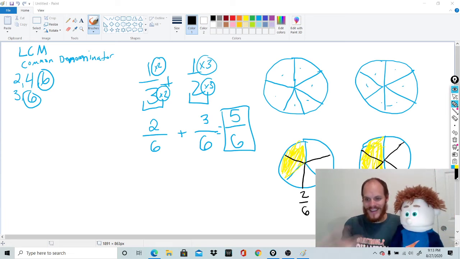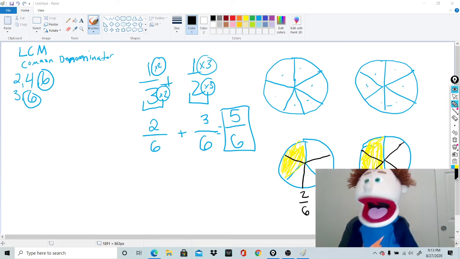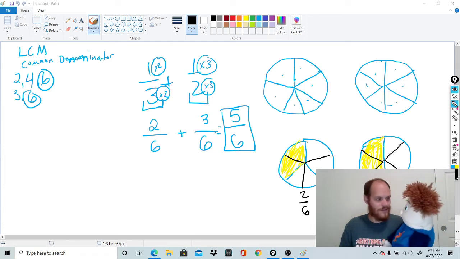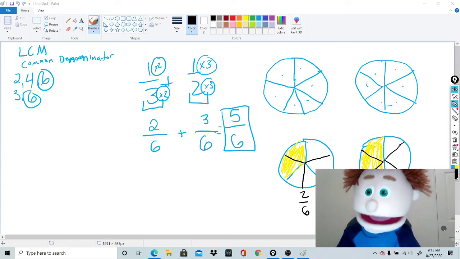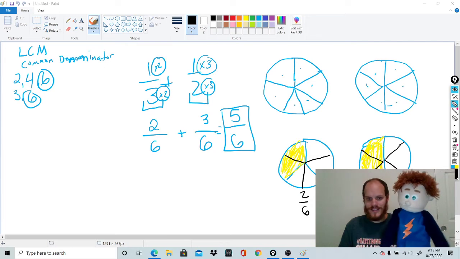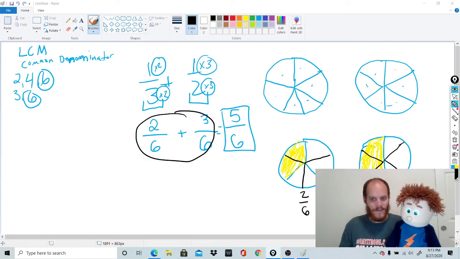I know. Just wait. Just wait. And this side, what are the size of the pieces? 6. Exactly. How many are shaded? No way. It's 3. 3/6. Just like I did over here with the math and the multiplication.